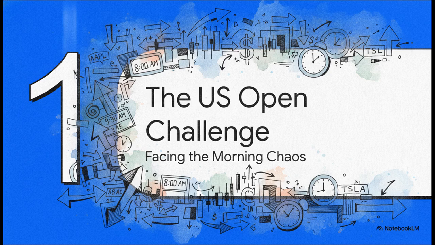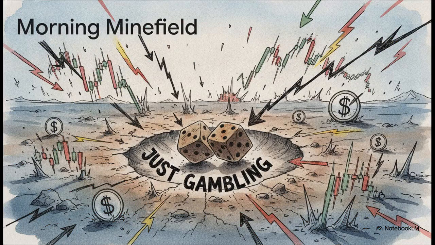All right, jumping into Section 1, the U.S. Open Challenge. Let's talk about facing this morning chaos. We really need to acknowledge just how chaotic the market is between 8 a.m. and 9:30 a.m. New York time. It is a total morning minefield. You've got these insane 9:30 a.m. volatility spikes that can sweep highs and lows in a matter of seconds. You're dealing with false breakouts, instant stop-outs if your stop is too tight, and just a general lack of directional clarity if you're only staring at the intraday noise.